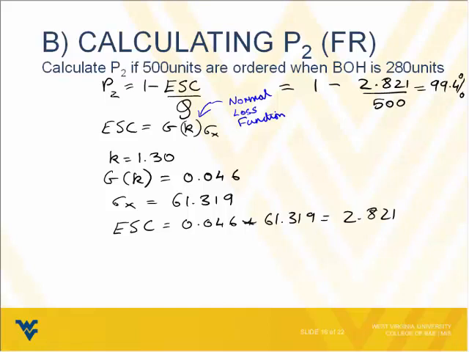So here you see an interesting paradox. The paradox is that our probability of not stocking out is lower than what we expected, but our fill rate is higher than what we want to set. Question?